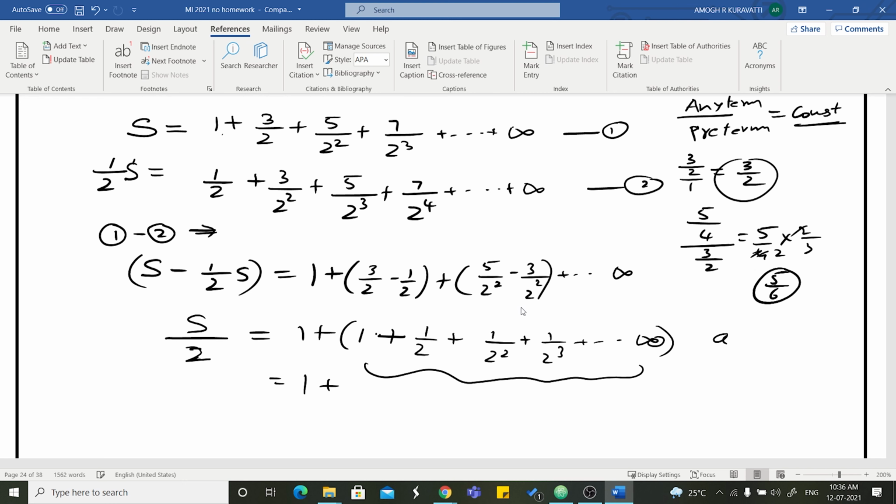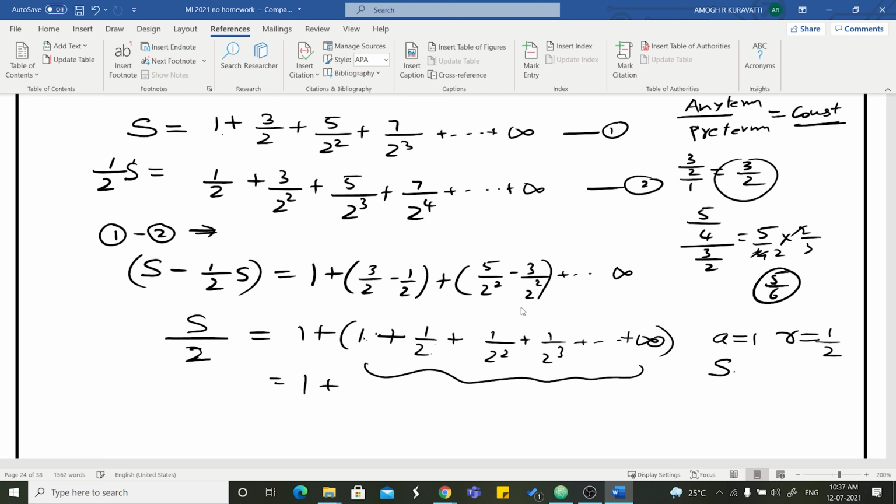Here, first term of GP, A value is 1. Any term divided by previous number is always constant. That constant is known as common ratio. Verify any term. Take 1 by 2, divide by previous number 1. 1 by 2 by 1 is 1 by 2. If you take another number, 1 by 2 square divided by 1 by 2, again 1 by 2. So common ratio is 1 by 2. So sum to how many times? Infinity times. You know the formula.